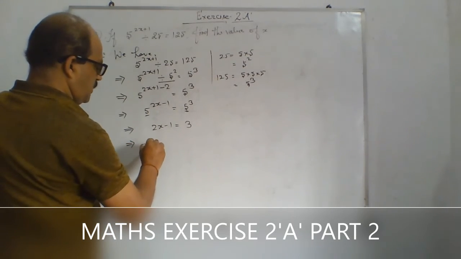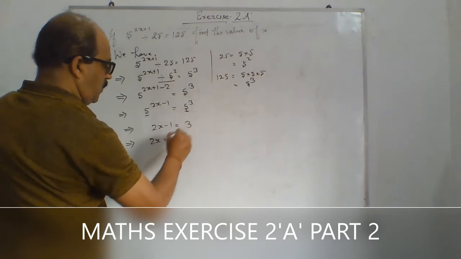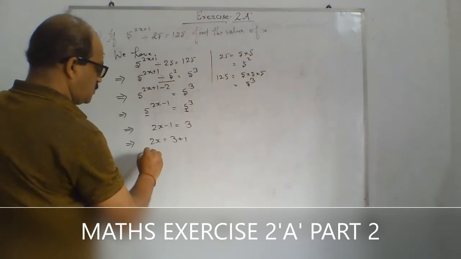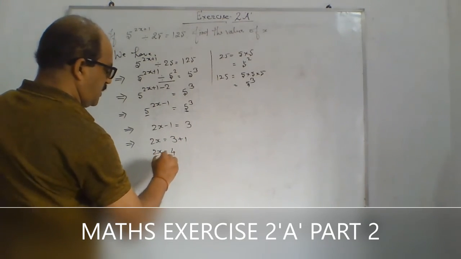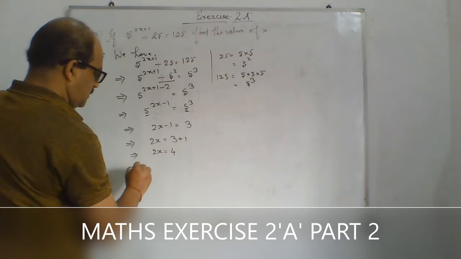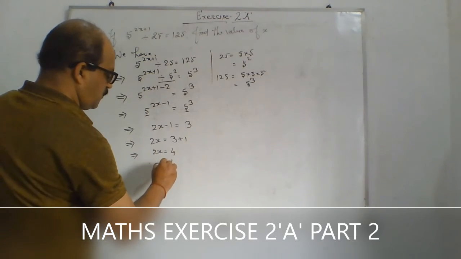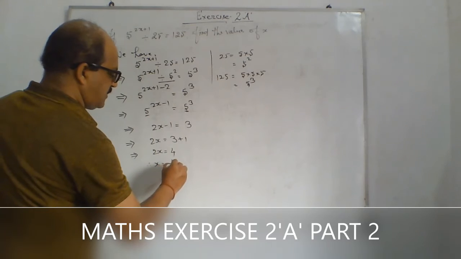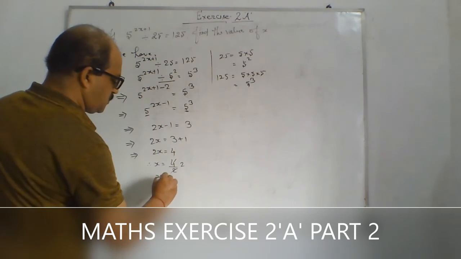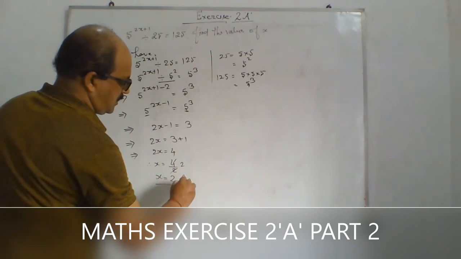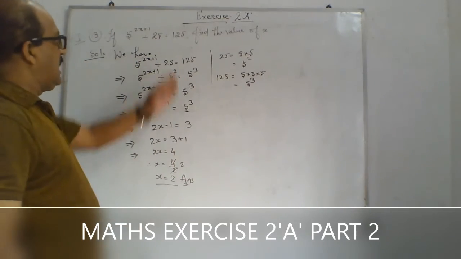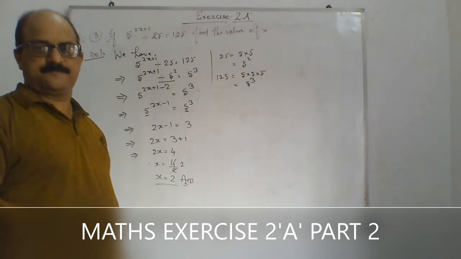2x is equal to 3 with 1 transposed there, so 2x is equal to 4. Therefore x is equal to 4 by 2, and it will be cancelled. So x is equal to 2, and this is the answer. Thus this chapter is completed.